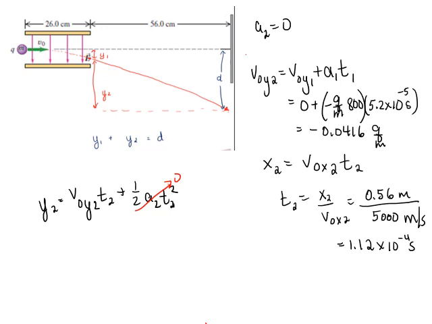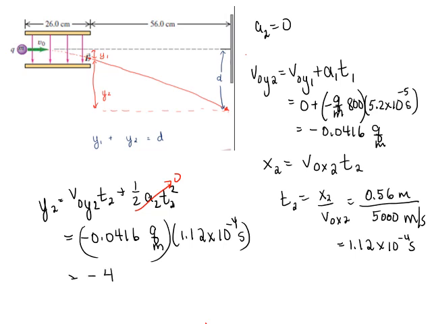Okay, let's put these two together. y2 is equal to minus 0.0416 times q over m times t2, which is 1.12 times 10 to the minus 4 seconds. Multiply those to get minus 4.6592 times 10 to the minus 6 q over m.